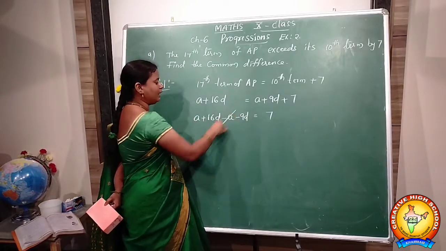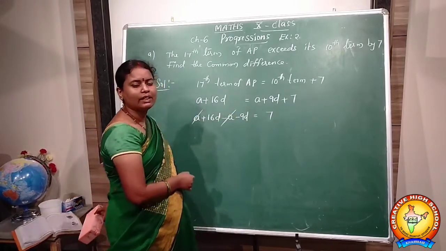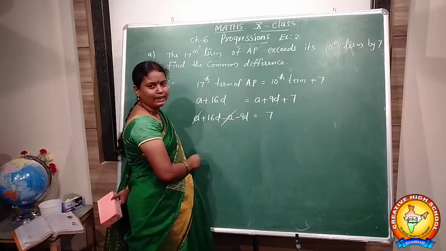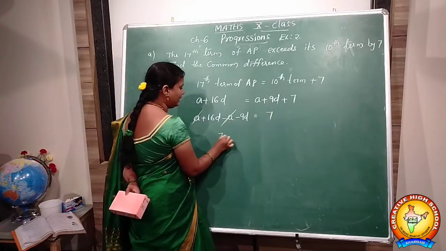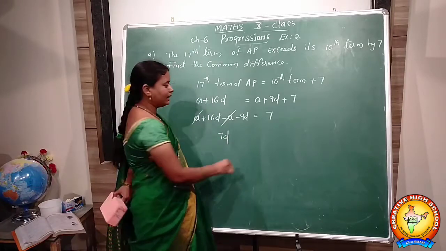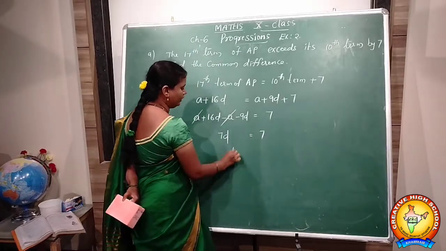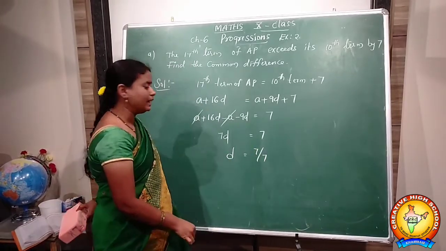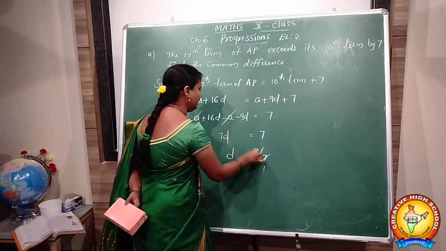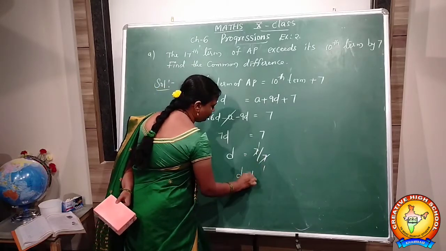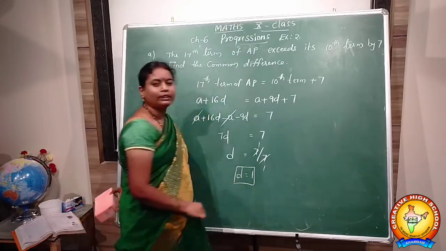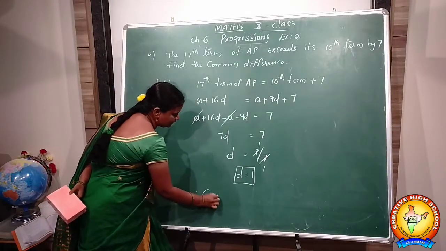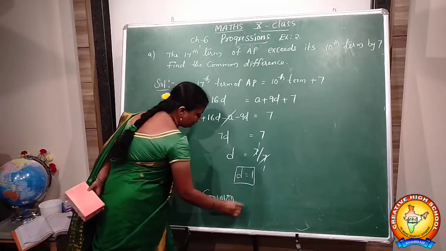A minus A becomes cancelled. A minus A value becomes 0. 16D minus 9D is equal to 7D. 7D is equal to 7, then D is equal to 7 by 7. If we cancel 7 with 7, it will become 1. So D is equal to 1. Therefore, the common difference of this AP series is, what is it?